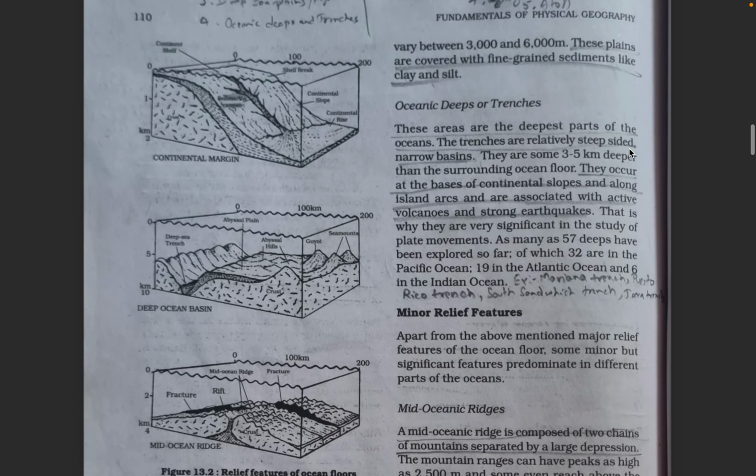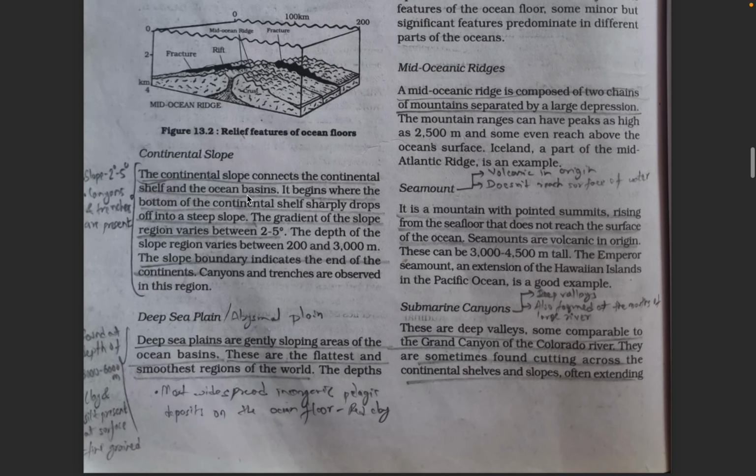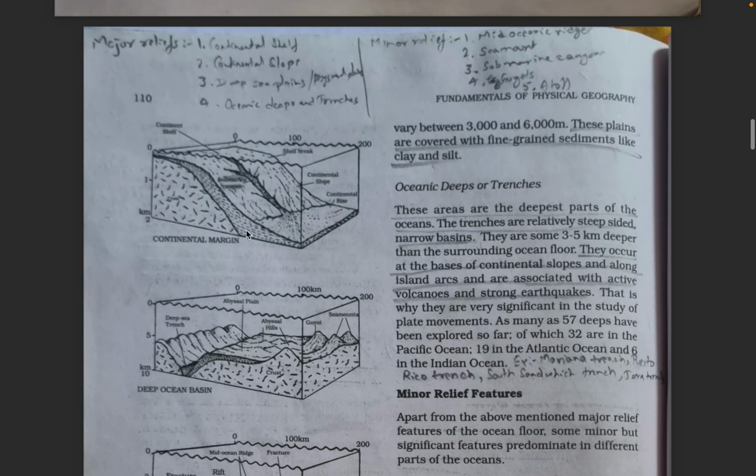Thick sediment presence. Okay. Now, continental slope. The continental slope connects the continental shelf and oceanic basins. This is the continental shelf, this is the continental slope, and this is the oceanic basin. So this is the thing that connects the continental shelf and oceanic basins.